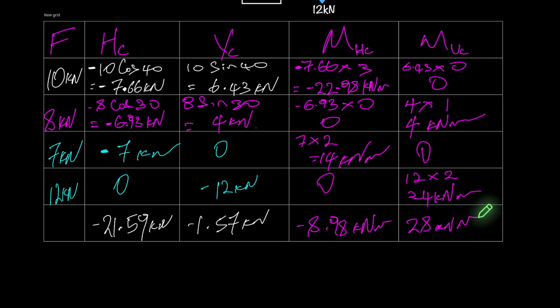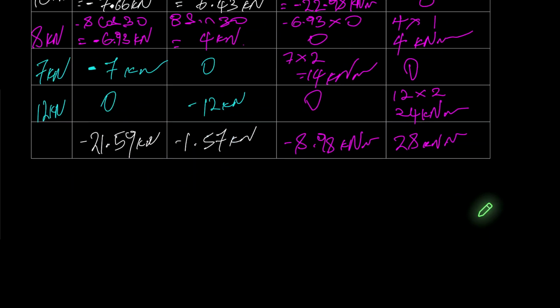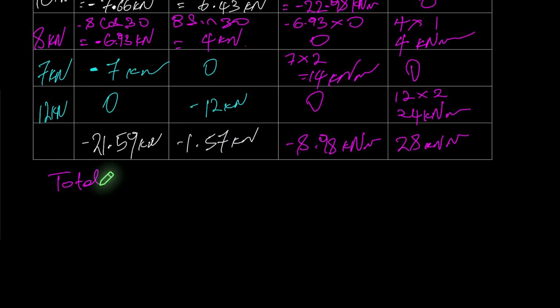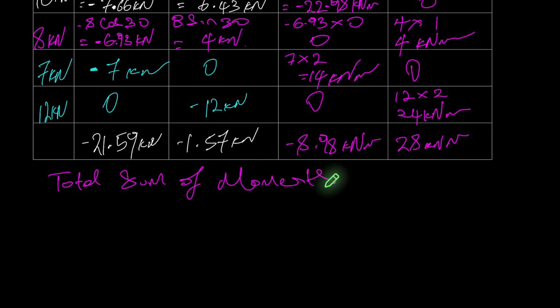So for the total sum of the moments now, which would be us summing the vertical and the horizontal components together, we have the negative 8.98, and we're going to add that with the 28 kilonewton meters. So what we end up with here is 19.02 kilonewton meters. So that gives us the total sum of the moment.